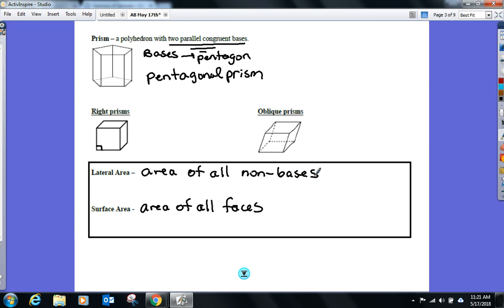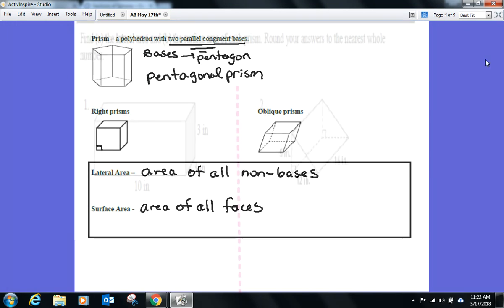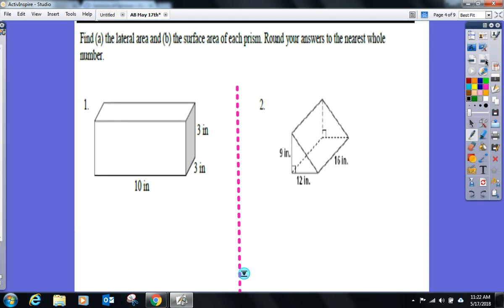So we're going to take a figure, we're going to plop off the bases, find the area, that's the lateral, put the bases back on, that's the surface area. Everyone see the difference there before you start finding the different areas? Surface area, everything. And then take off the bases, you got the lateral area left. All right, let's get going. Find the lateral area, then the surface area of each of these prisms.